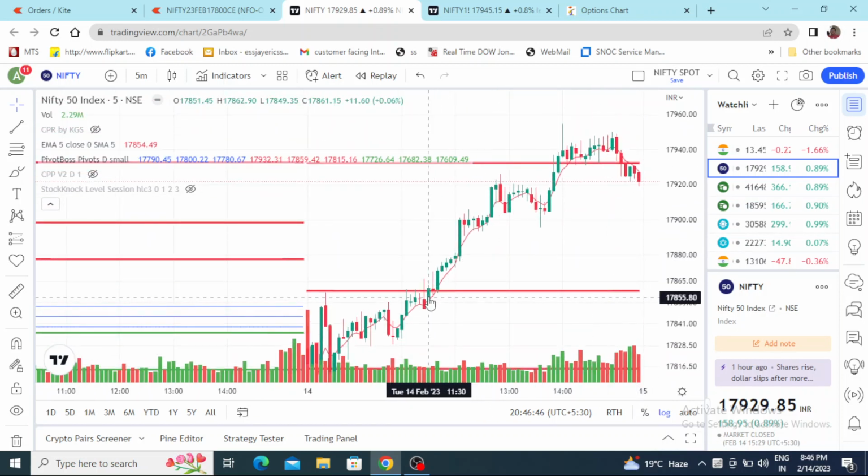See, small candles mean what? Means the market is losing a bit of momentum. But once you see this big candle, it means that the buying pressure is very high. Means the buyers are very strong over here, and they are in a great momentum.